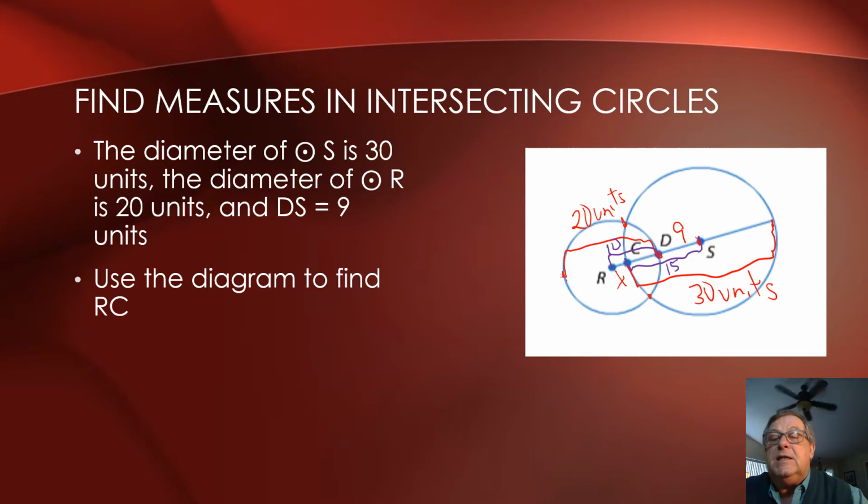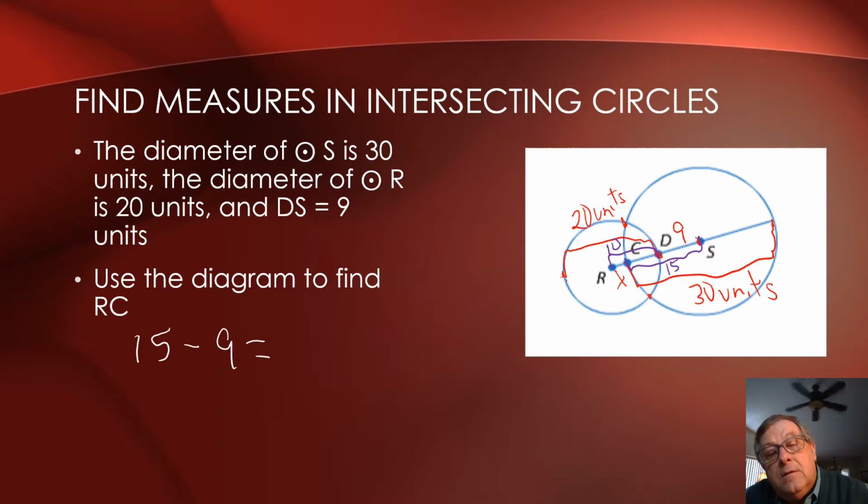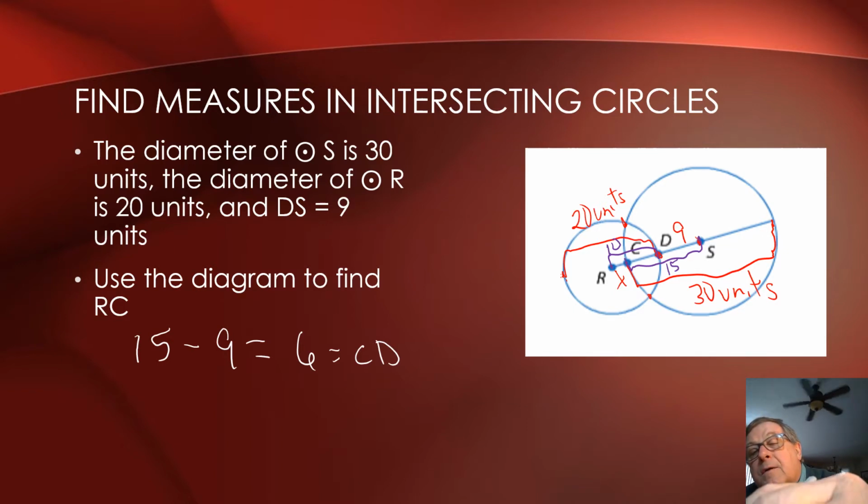All right, well, let's see how much CD is, so we'll start with that. If the radius SC is 15, and of that, the segment DS is 9, that would mean that CD is 6. So CD equals 6. Well, now that we've got that, let's put this here. This little CD right here equals 6.